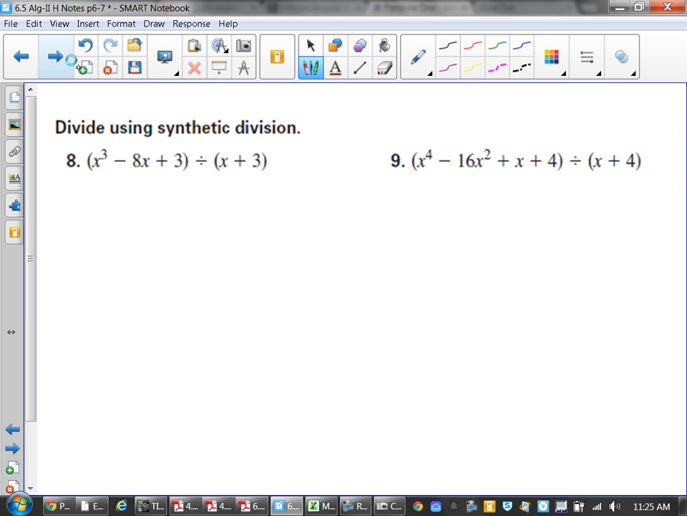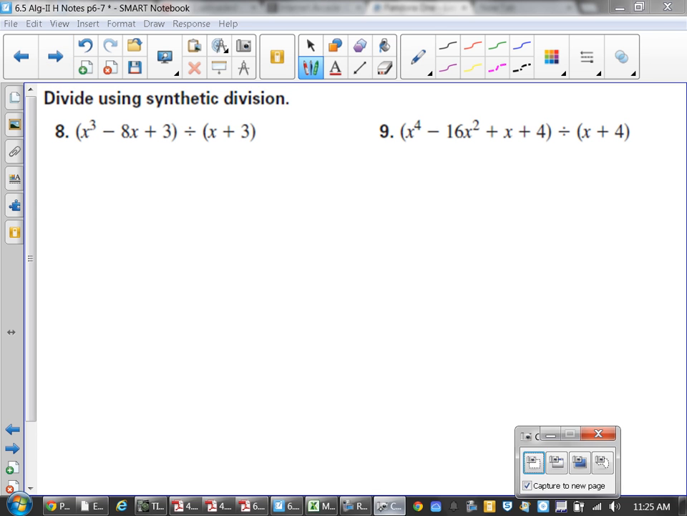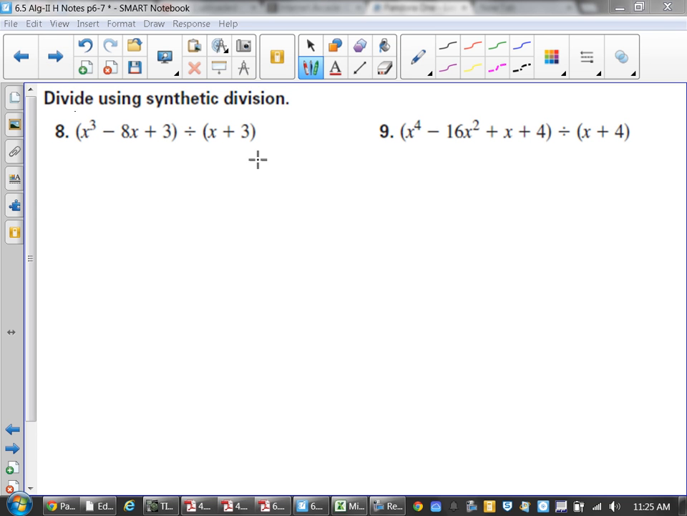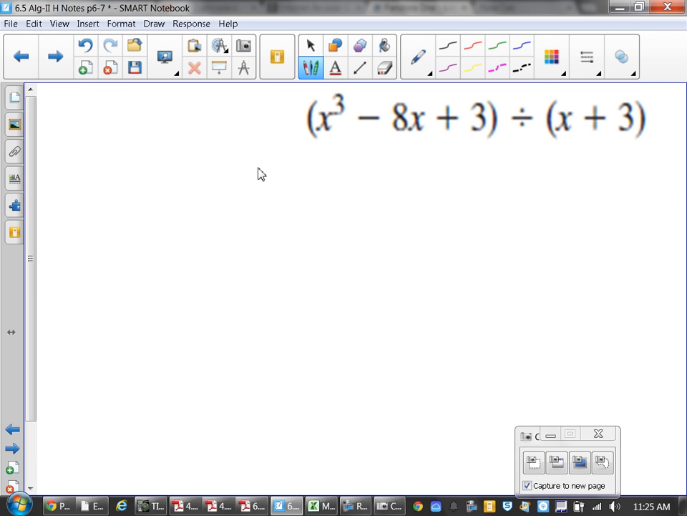So let's take a look at that one. What I want to do, we'll do these one at a time. We're going to use synthetic division here. I've got x cubed minus 8x plus 3, and I'm going to divide it synthetically by x plus 3.